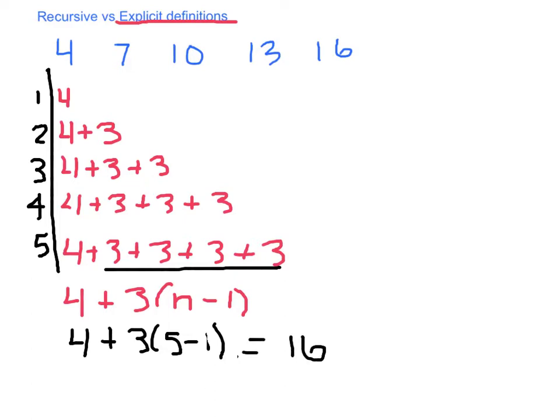Okay, so your explicit definition is your nth term, a sub n, is equal to your first term, a sub 0, plus the difference between each term times n minus 1. I think it's easier to work it out sort of without the formula, although you can memorize the formula.